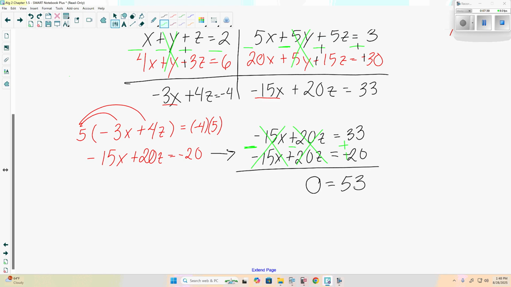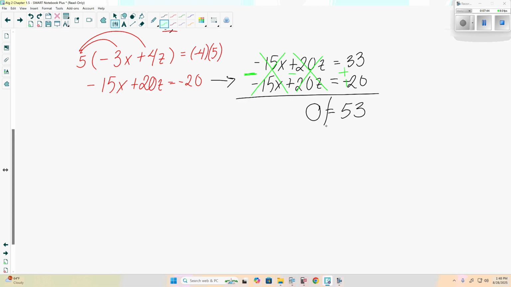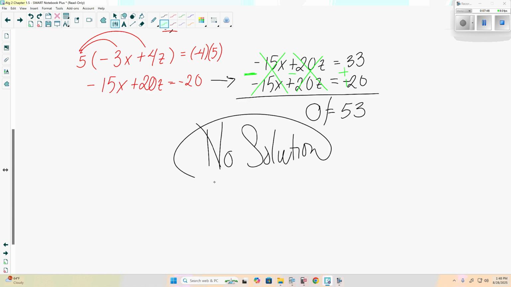Is 0 equal to 53? No. So this is not a true statement, is it? So there is no solution. Now, if we get this at any point where we get 0 equals a number, we get this false statement, we are done. Here, it worked out that it came all the way at the very end that we got the false statement. Does that make sense? Because at this point, we're done. We can't go any further.